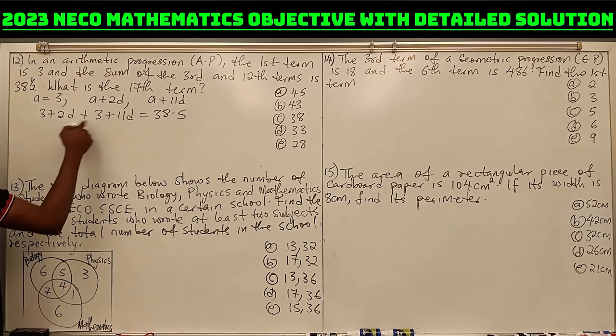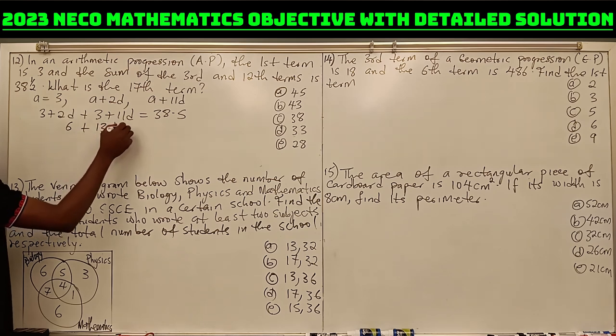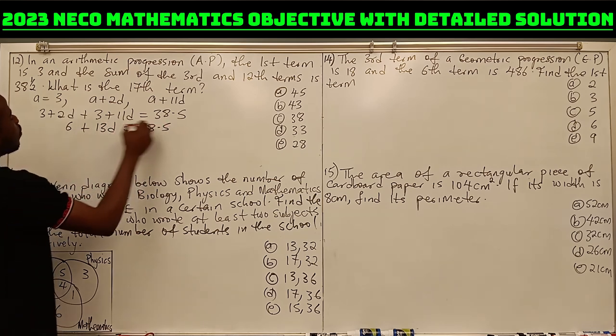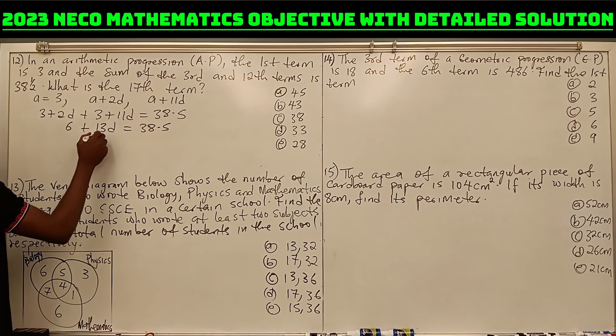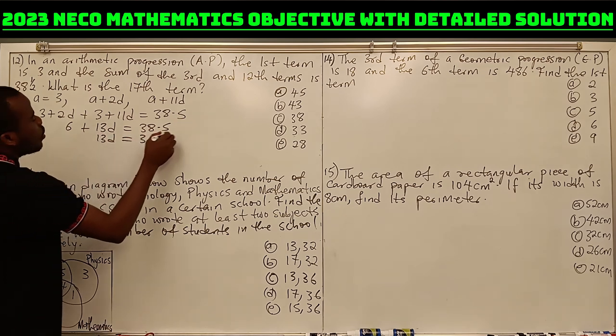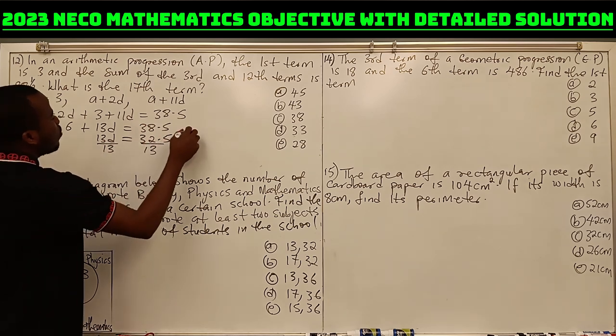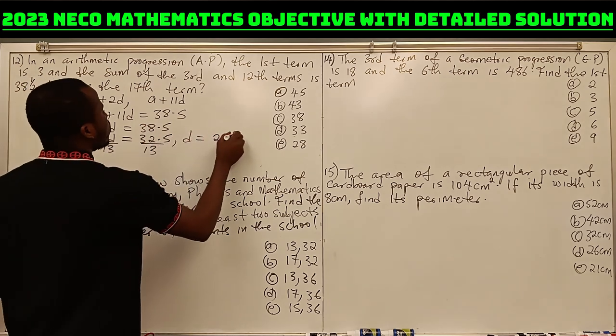38.5. So 3 plus 3 is 6. 2 plus 11 is 13D equals 38.5. 13D, if we subtract 6 from both sides, will be 32.5. I divide both sides by 13, we'll have D as 2.5.